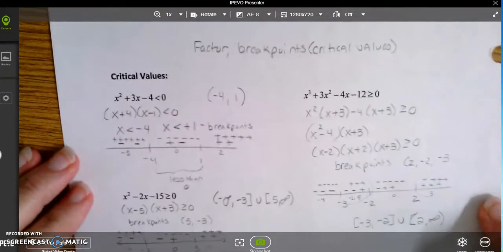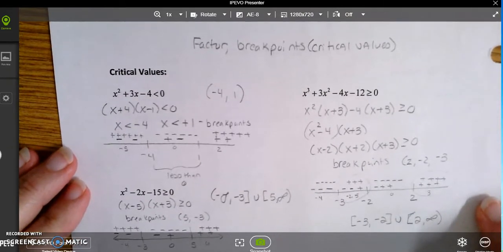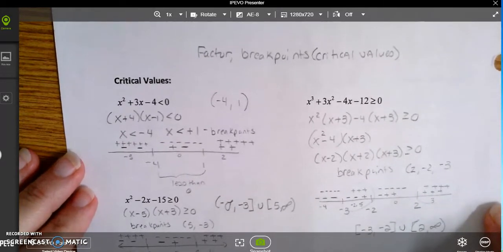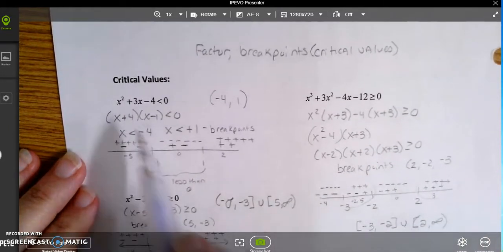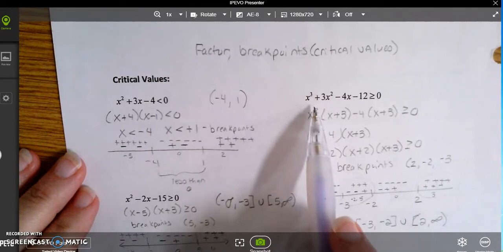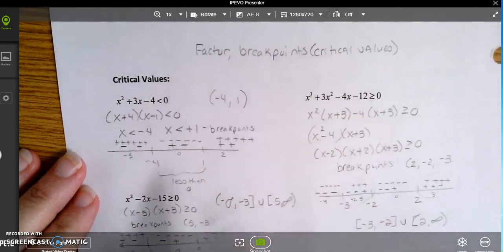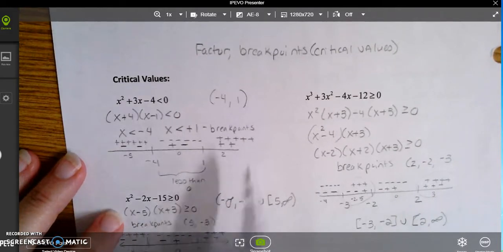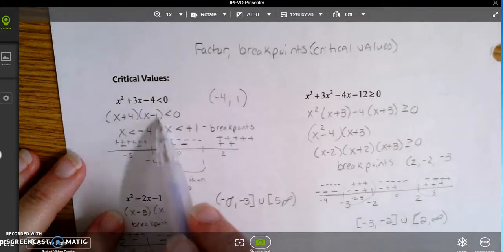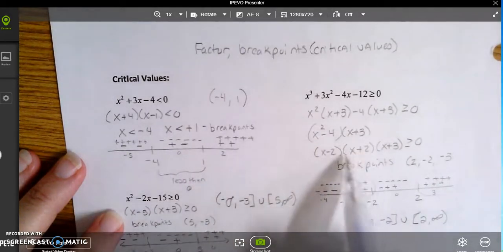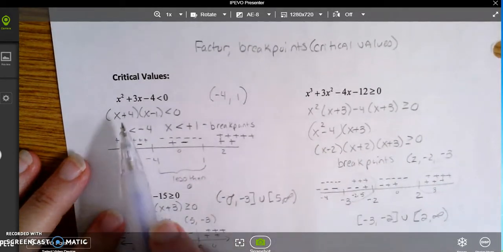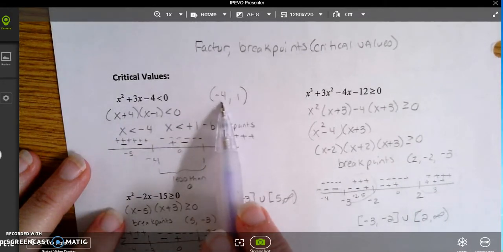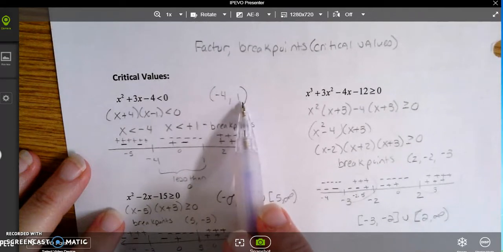So now we have problems that are referred to as breakpoint problems or critical value problems. So what happens here is we're going to factor. So we factored these terms. Here I did grouping to factor that. Here I ended up with just a regular factoring problem. So in these cases, I factored my polynomial, and then I used my factors to come up with my breakpoints. So my breakpoints are going to be negative 4 and positive 1 for this one.